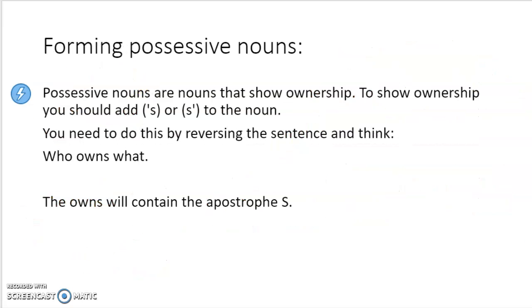The second one we need to work on is number 3, and this is forming possessive nouns. A possessive noun is when you show ownership, and you do that by adding apostrophe S if it's singular and S apostrophe if it's plural to the noun. So the way to do this is by actually reversing the sentence. You need to think to yourself, who owns what? And then you put the owner with the apostrophe S or the S apostrophe.